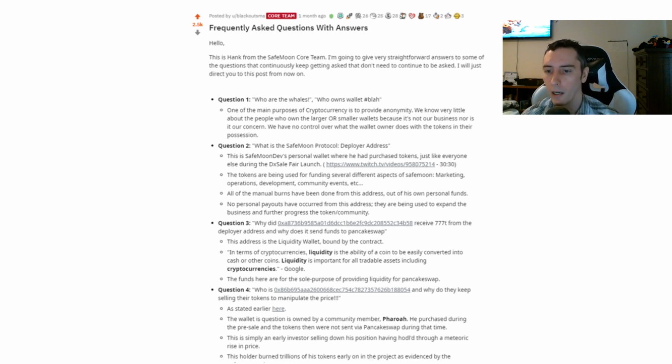Question 3. Why did, and then gives the address, receive $777 trillion from the deployer address, and why does it send funds to PancakeSwap? This address is the liquidity wallet bound by the contract. In terms of cryptocurrencies, liquidity is the ability of a coin to be easily converted into cash or other coins. Liquidity is important for all tradable assets, including cryptocurrencies. The funds here are for the sole purpose of providing liquidity for PancakeSwap.